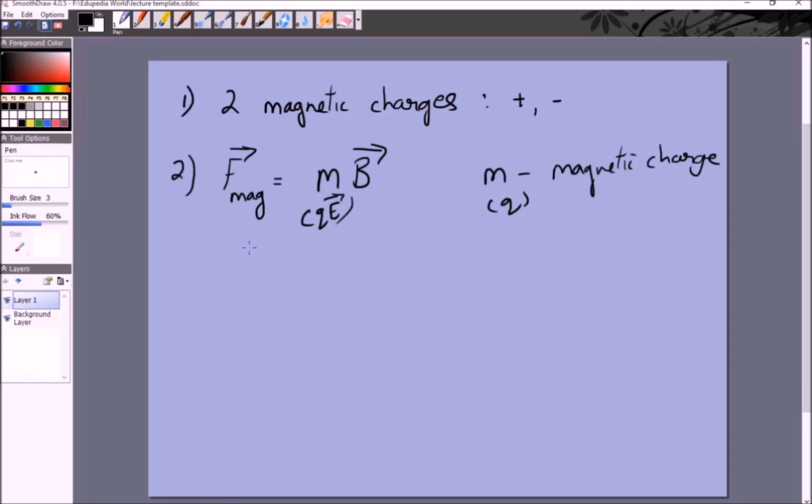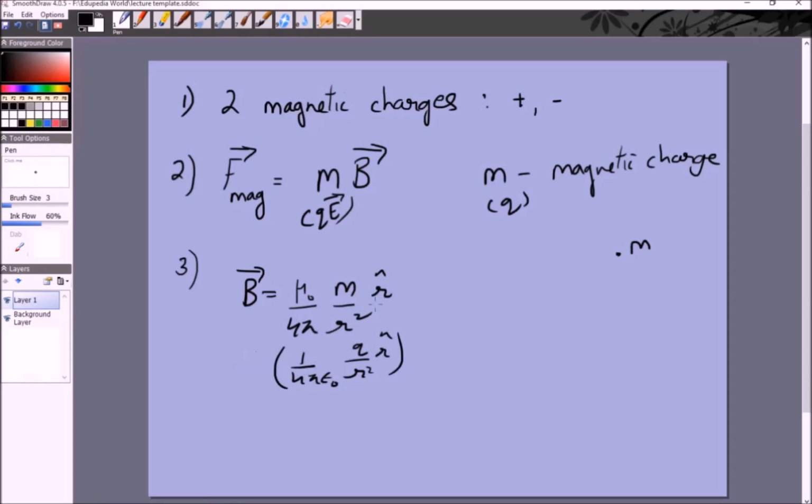Another assumption we'll make, and this assumption follows from these assumptions, is that the magnetic field produced by a single magnetic charge M is given by mu naught by 4 pi into M by r squared r hat. Just like electricity is 1 by 4 pi epsilon naught q by r squared r hat.